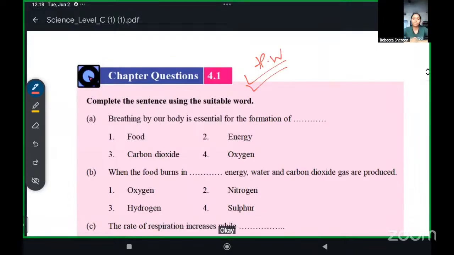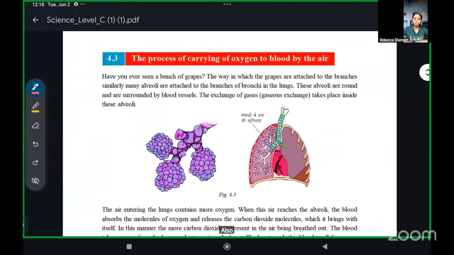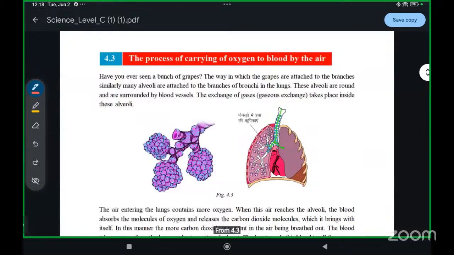Okay, ma'am, can you put 4.1 in our group? Yes, Hannah, I'll put it in the group. Also, from 4.3 we will be starting tomorrow. We will meet tomorrow and start with 4.3. That's all for you all.